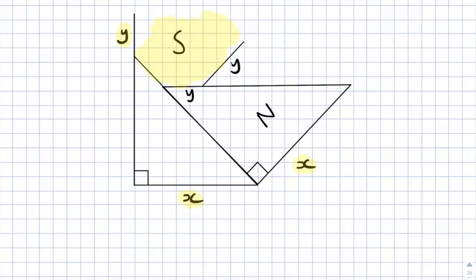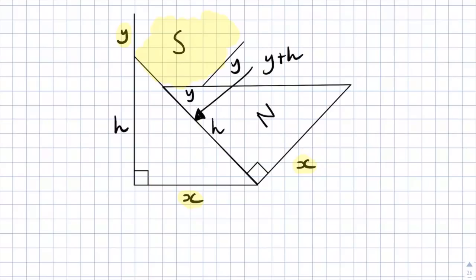We need a bit more information for these right angled triangles because we don't know what the height is, or we don't know what the hypotenuse is. So let's just introduce another variable, and I'm going to call that variable H for the height. So that's going to be H. This is H. We can say our hypotenuse is therefore Y plus H.